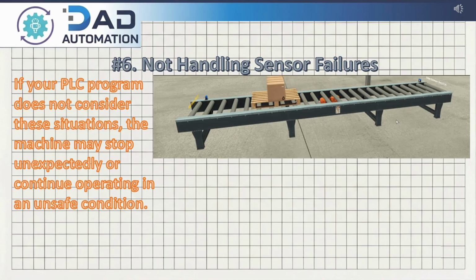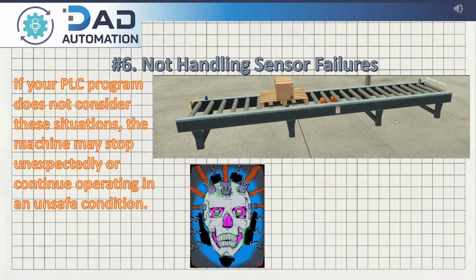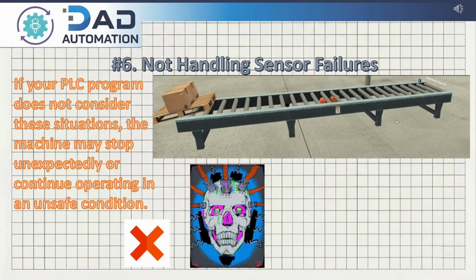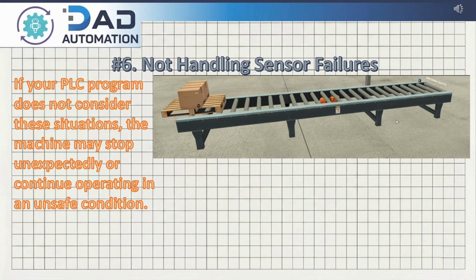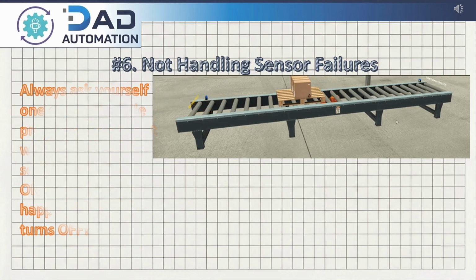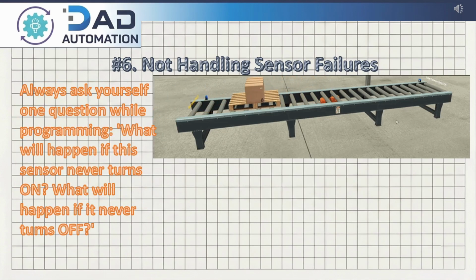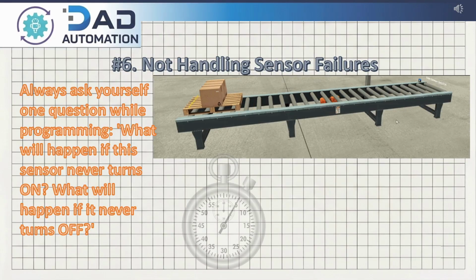By monitoring sensor signals and checking for abnormal conditions, you can detect problems early and provide clear fault messages to operators. Always ask yourself one question while programming: what will happen if this sensor never turns on? What will happen if it never turns off? Thinking about these failure scenarios will help you create more reliable and professional PLC programs. Remember, good PLC programmers don't just program for normal operation. They also plan for what happens when things go wrong.